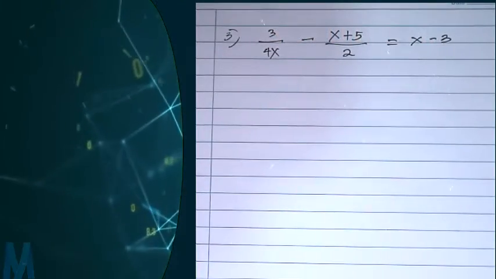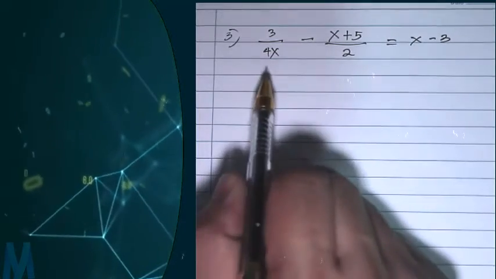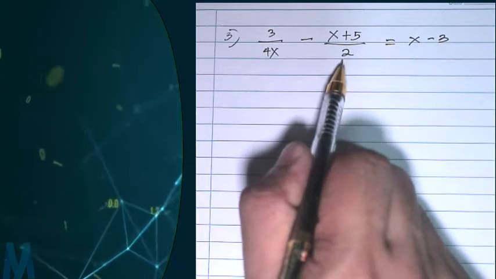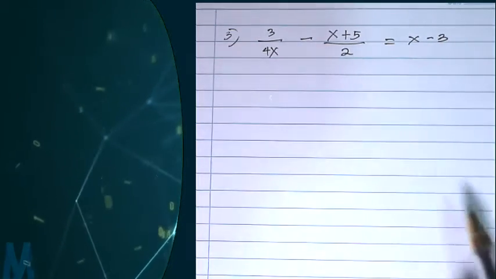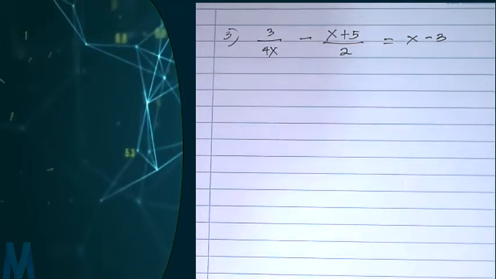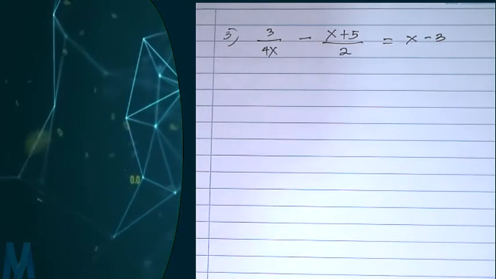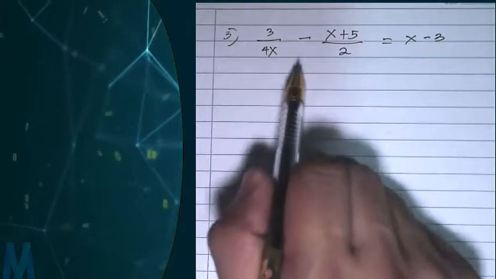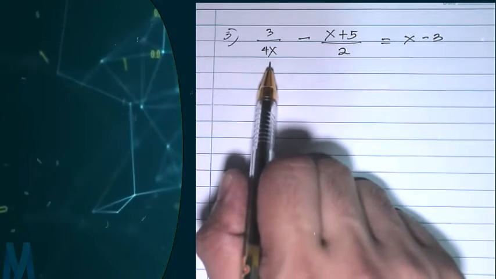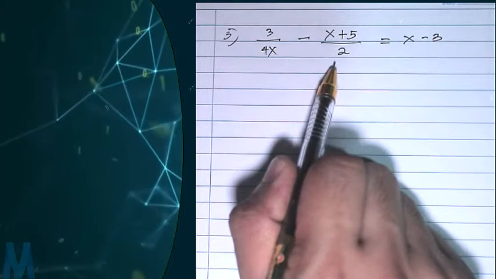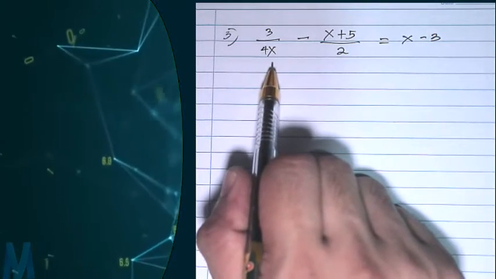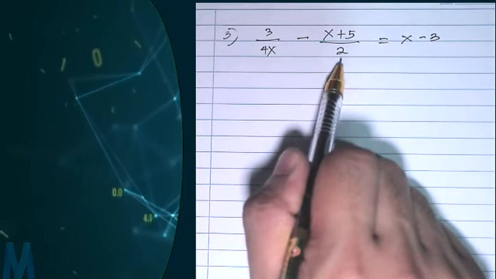Okay, so as for number 3, we have 3 over 4x minus x plus 5 over 2 is equal to x minus 3. So, what we will do first, since this is subtraction of rational algebraic expressions with different denominators, is we are going to get the LCM of 4x and 2.